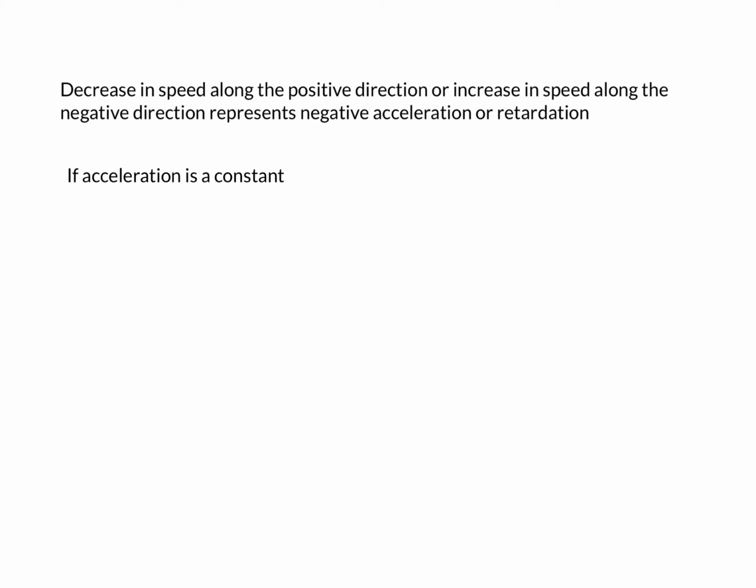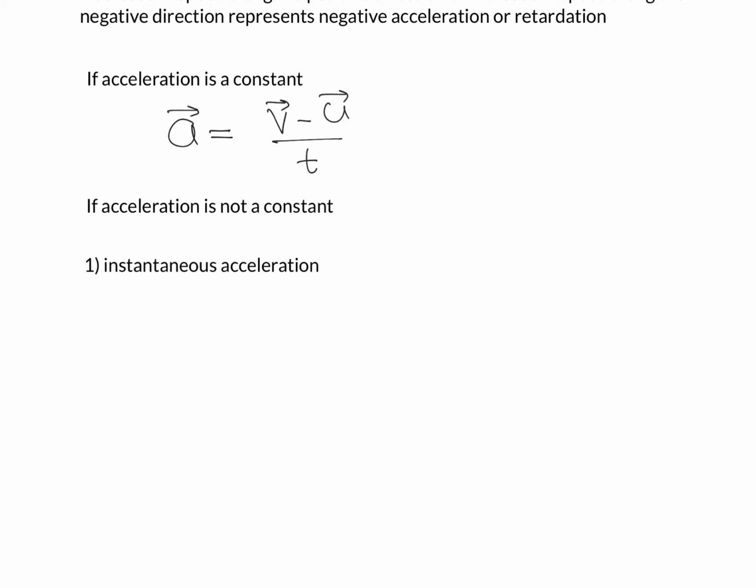Now just remember that if acceleration is a constant, then only we can use this equation: acceleration is equal to v vector minus u vector divided by time. Now if acceleration is not a constant, then we'll calculate the average value of acceleration or the instantaneous value of acceleration. So this instantaneous acceleration a is represented by nothing but dv divided by dt, where dv represents the small change in value of velocity in a small duration of time dt. So that will give the value of its instantaneous acceleration.